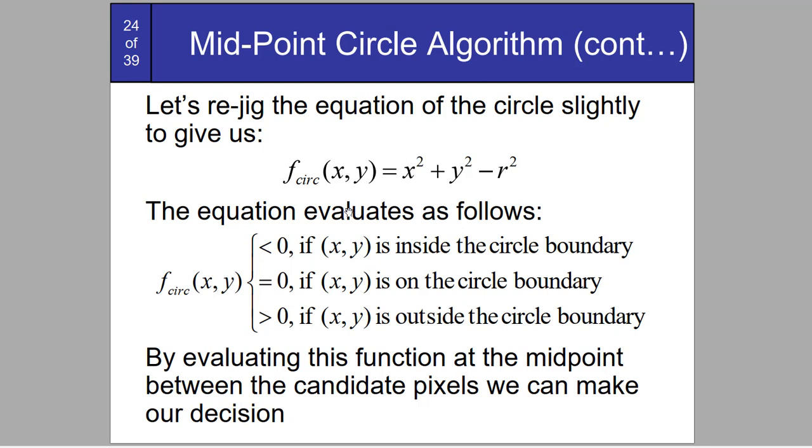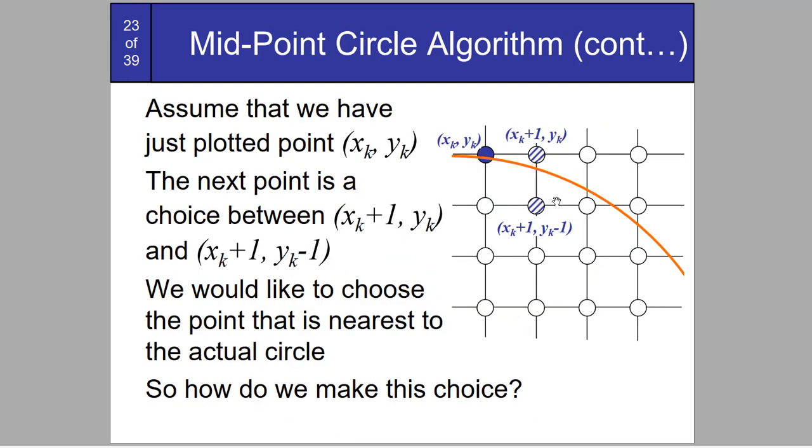Okay, and then we will have these calculations: if this is less than 0, then the xy is inside the circle boundary. If it is equal to 0, then it is on the circle boundary. Okay, so this is off the circle boundary, this is in the circle boundary, and this is on the circle boundary. So we will find the value of f of xy.